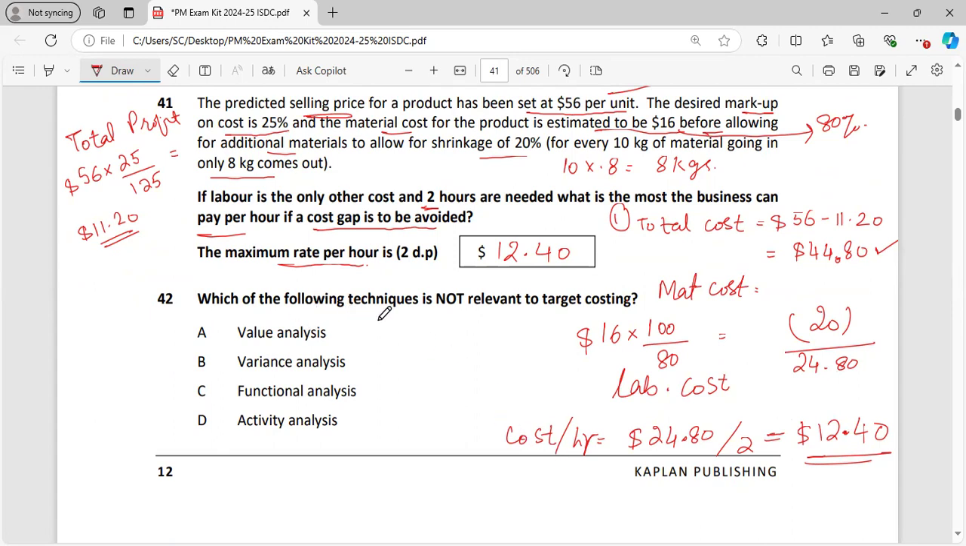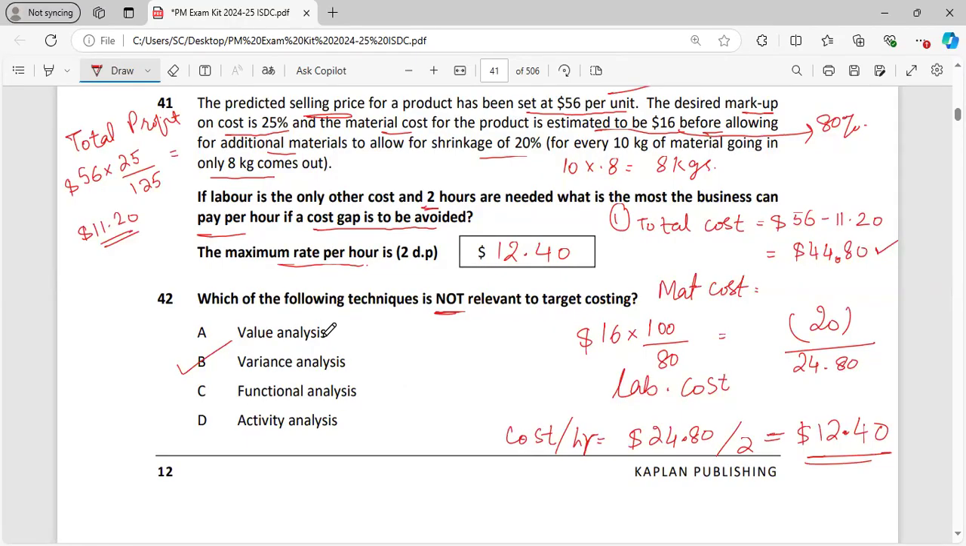Next one is, which of the following techniques is not relevant to target costing? Okay. Value analysis, functional analysis, activity analysis, all are relevant with the target costing. So which one is not relevant? Not relevant is variance analysis. Variance analysis is basically the difference between budget and actual results.